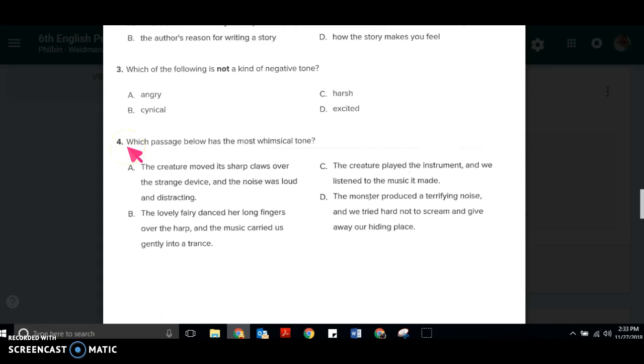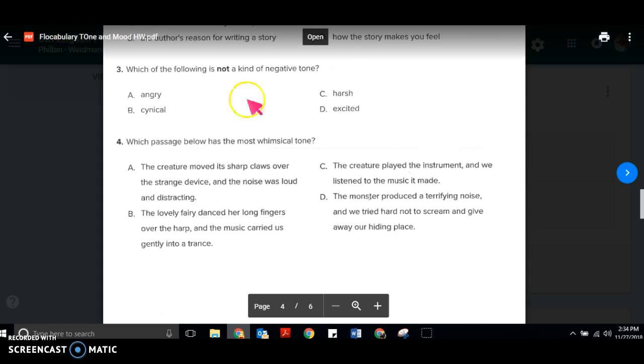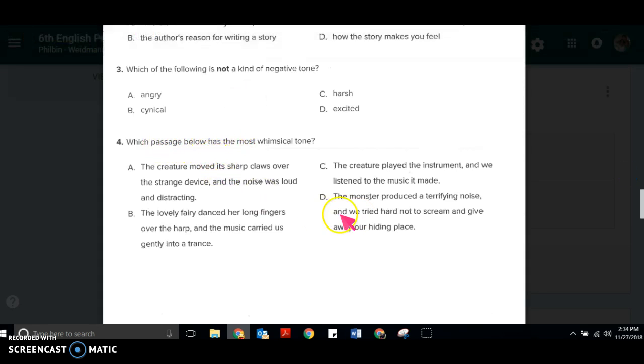Number 4. Which passage below has the most whimsical tone? A synonym for whimsical could be playful or mischievous, or variable, changeable, unpredictable. Which passage below has the most whimsical tone? So think of it as playful or mischievous or variable or changeable or unpredictable.